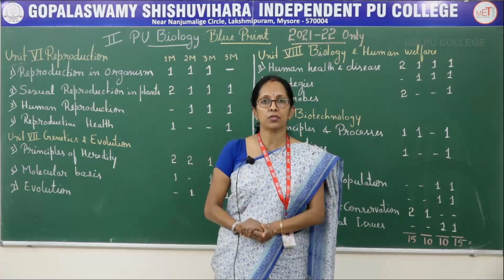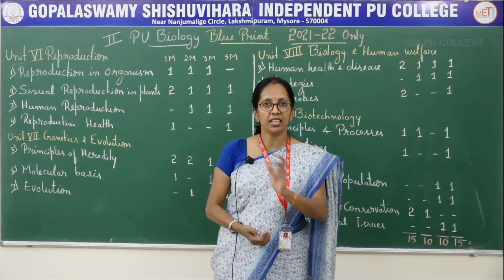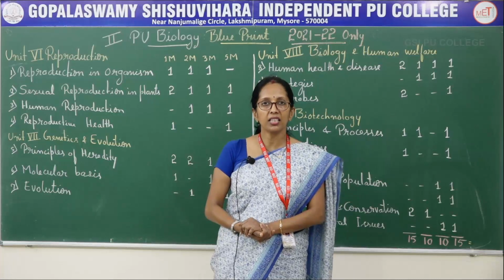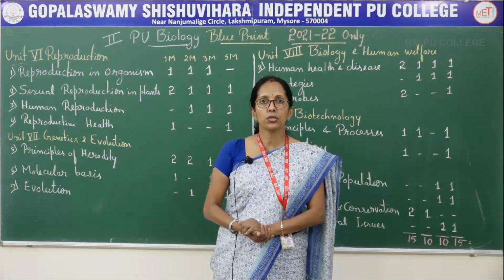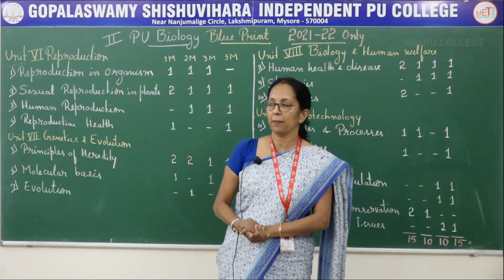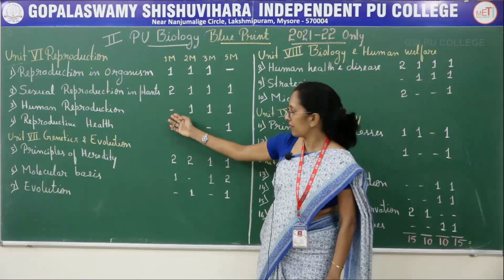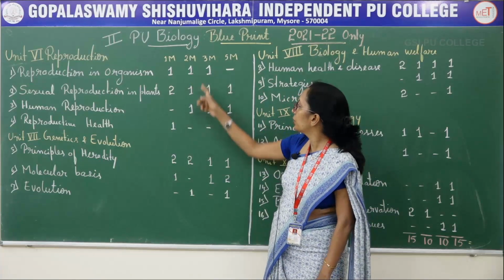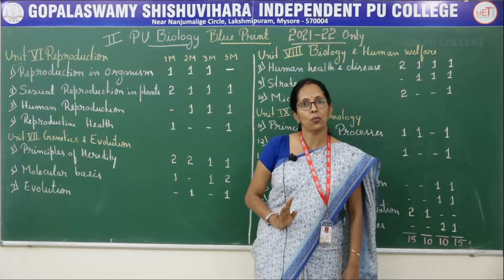What are the different types of hormones that are related during pregnancy? And after 9 months, what happens? After 9 months and a few days, parturition takes place, followed by the lactation period. In human reproduction, there is no 1 mark question. You will get only one 2 mark question, one 3 mark question, and one 5 mark question.